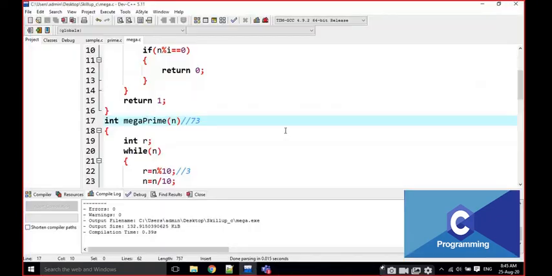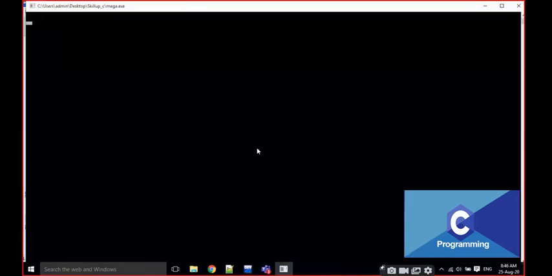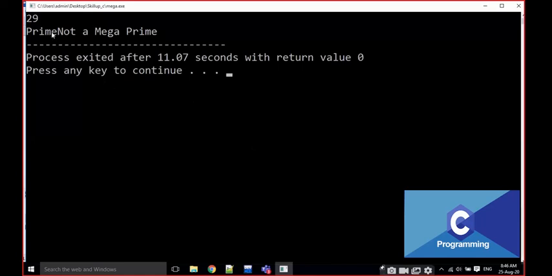For example, any other values? For example, 29. 29 is a prime. Yes. 29 is a prime, but it is not a mega prime. Why? Because 9 is not a prime. That's why it's a prime, not a mega prime. Just look at here, not a mega prime.